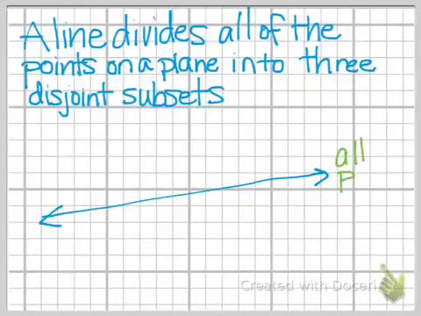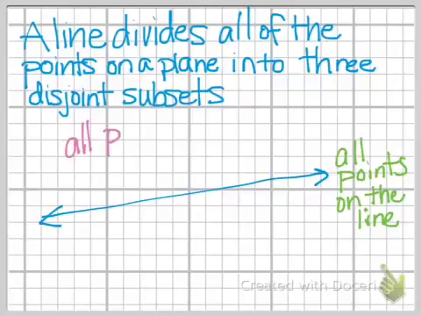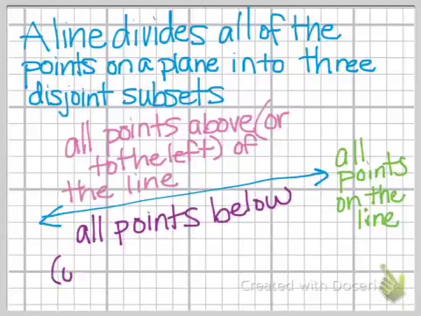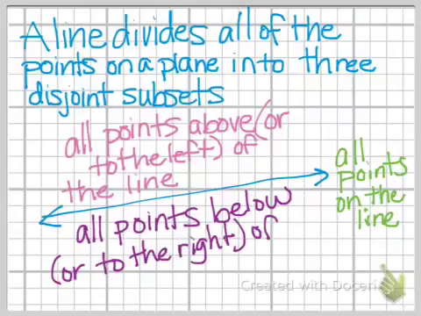So the first subset is all the points that are on the line. And then the second subset is all the points above the line or to the left of the line, depending on what the line looks like. And then the same thing on the bottom, all the points below the line or to the right of the line.